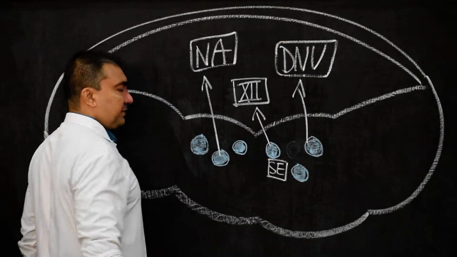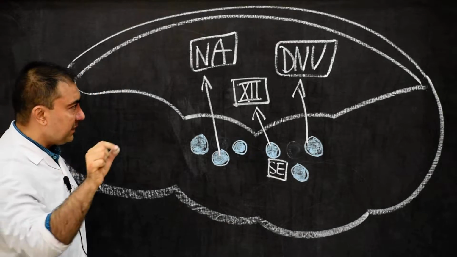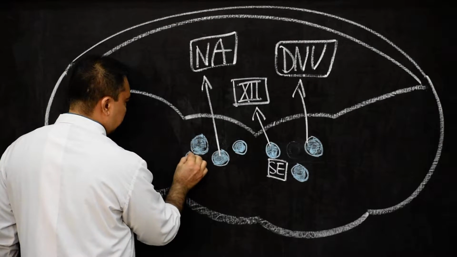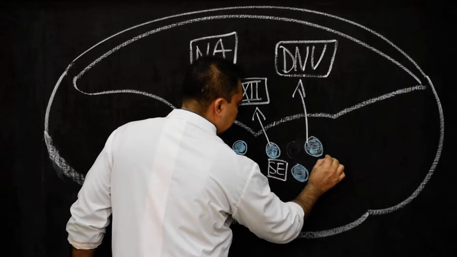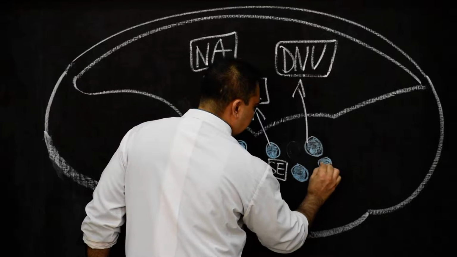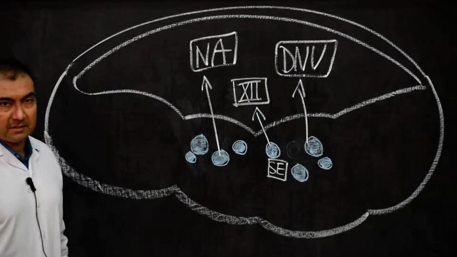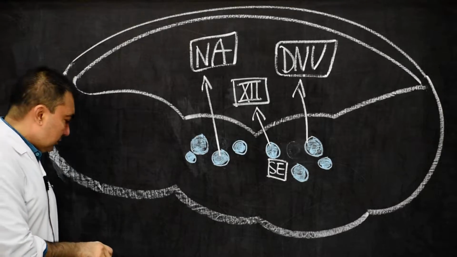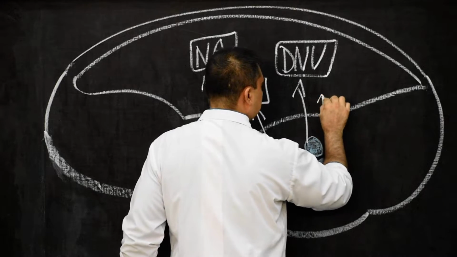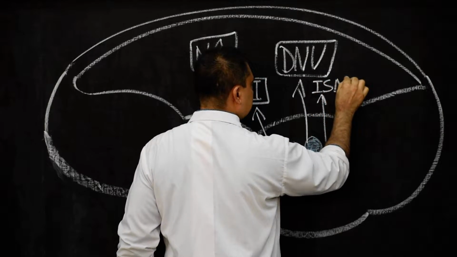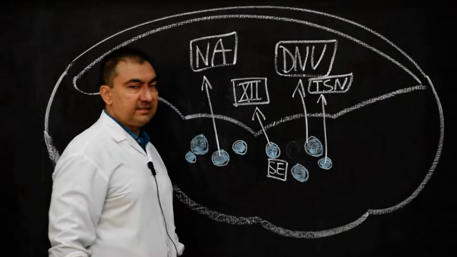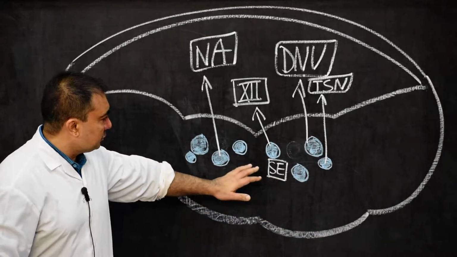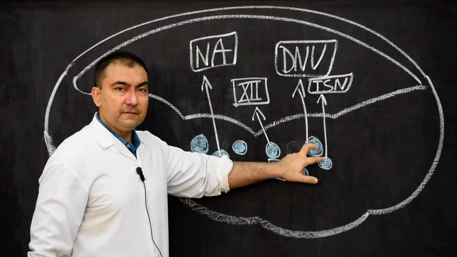And the second nucleus included in the same component will be the inferior salivatory nucleus. So here, just beside the dorsal nucleus of vagus, we will draw the inferior salivatory nucleus. And this nucleus belongs to which cranial nerve? It belongs to the glossopharyngeal nerve nuclei, and it will supply preganglionic secretomotor fibers to the parotid gland. So these two nuclei will be located in the general visceral efferent.